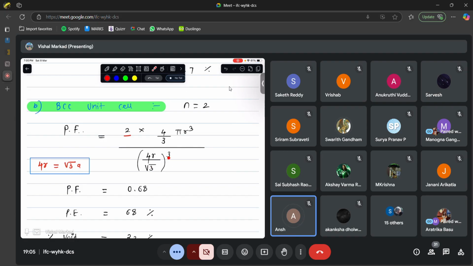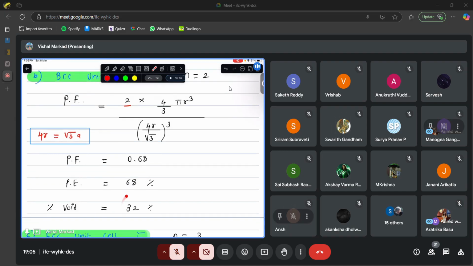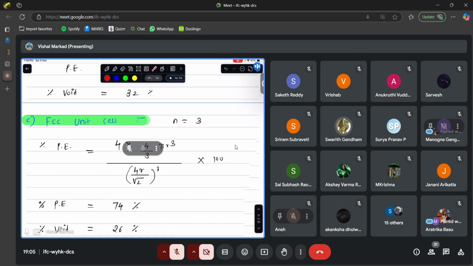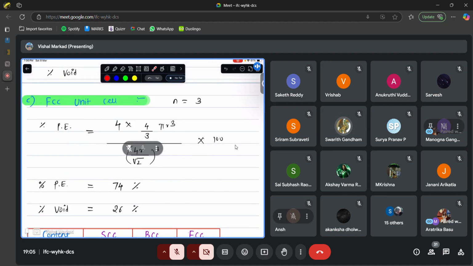Yes, cube. So if you solve this one, you will get 68% as the packing efficiency, and the void will be 32. Then I can calculate the same for FCC. You don't have to calculate this now, don't worry. Then I have FCC.